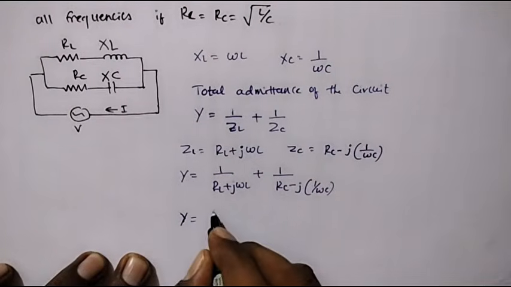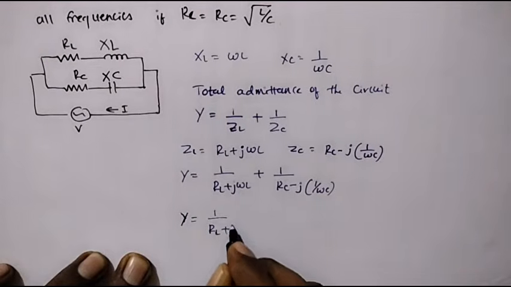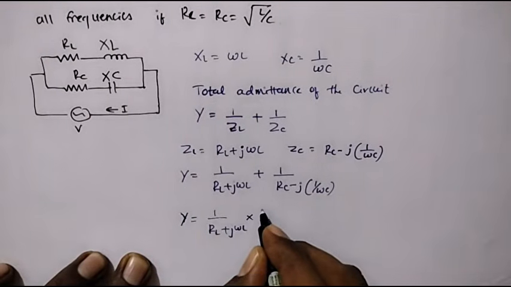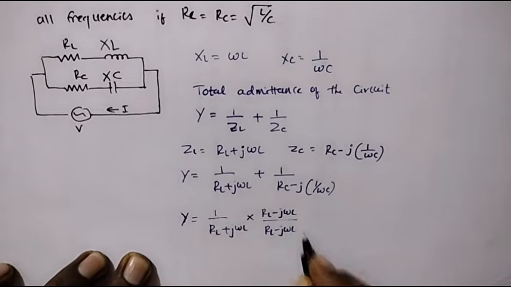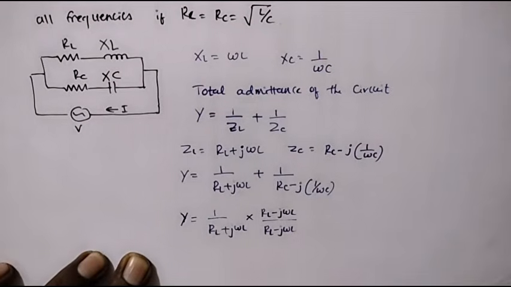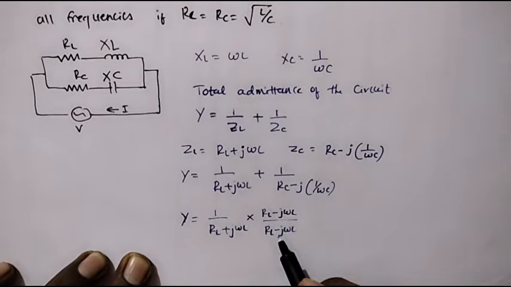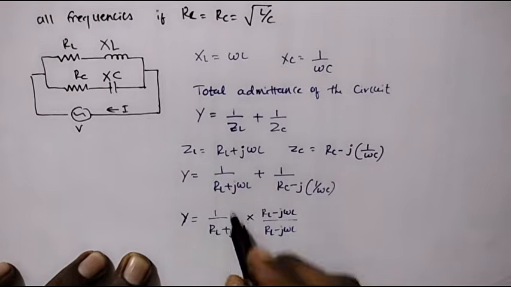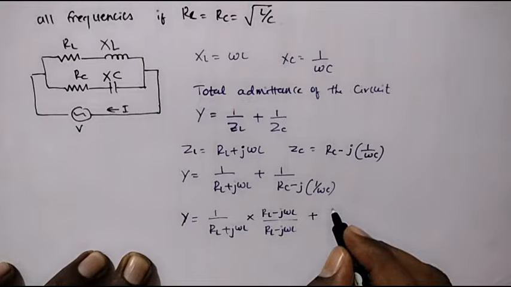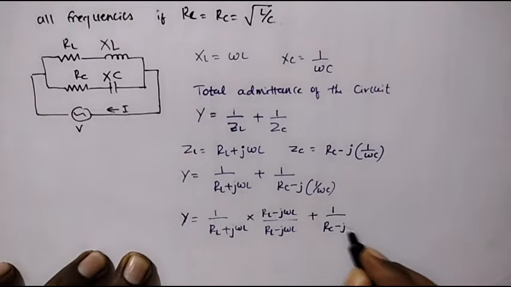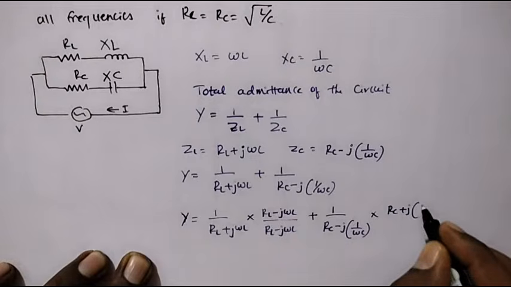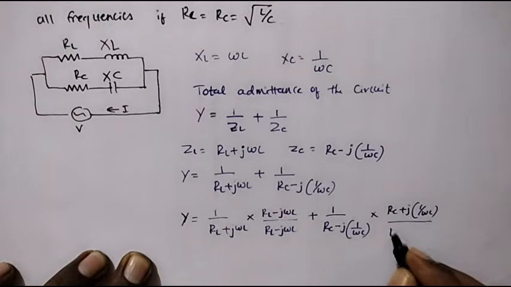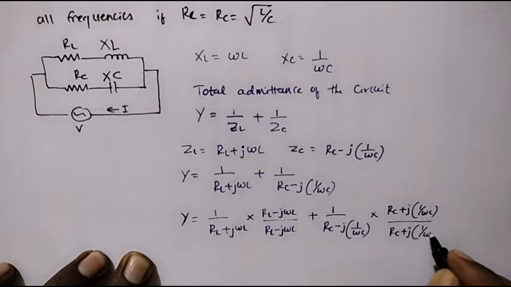I can write the above equation as 1 over RL plus j omega L into RL minus j omega L divided by RL minus j omega L. This is nothing but rationalizing, that is multiply and divide by the same term, so the equation stays the same. Plus 1 over RC minus j 1 over omega C becomes RC plus j 1 over omega C divided by RC plus j 1 over omega C.